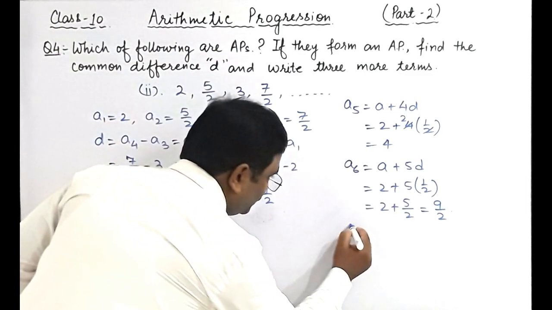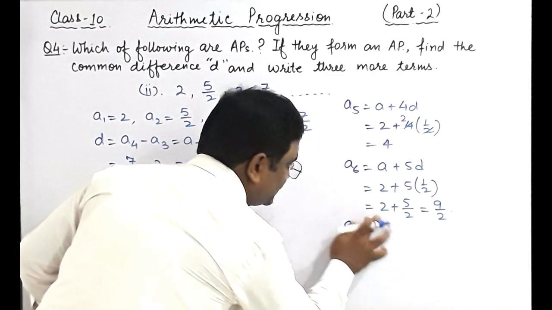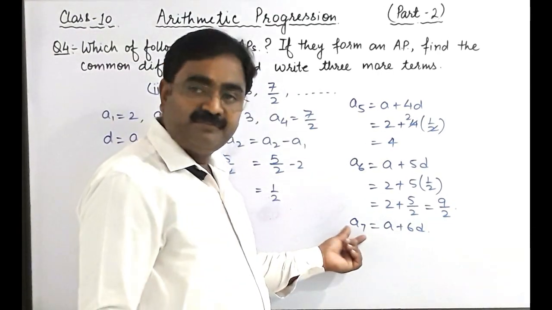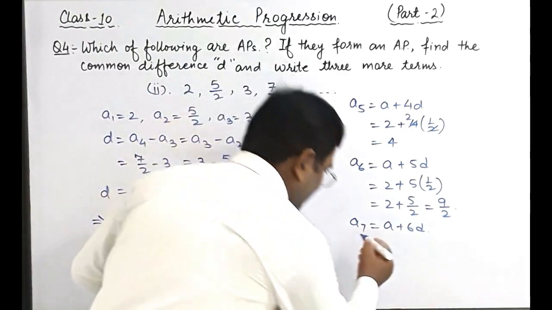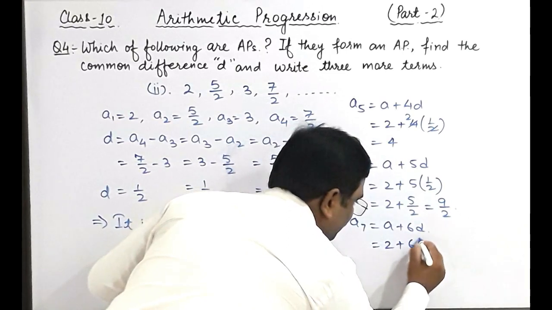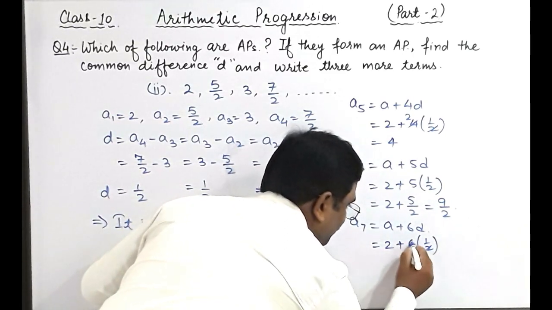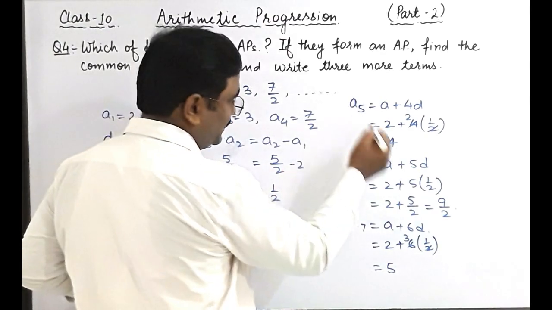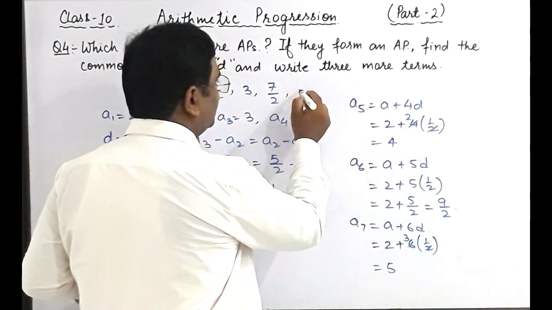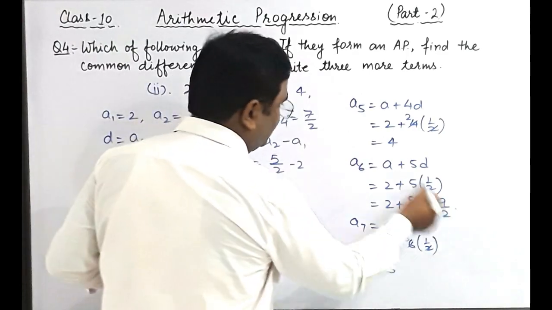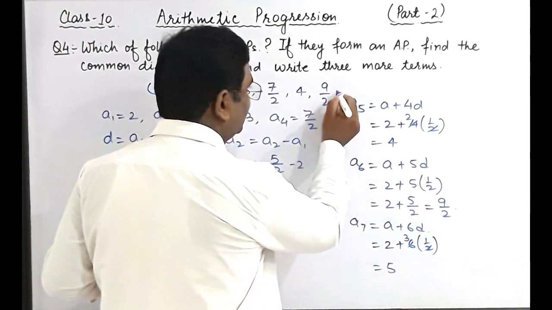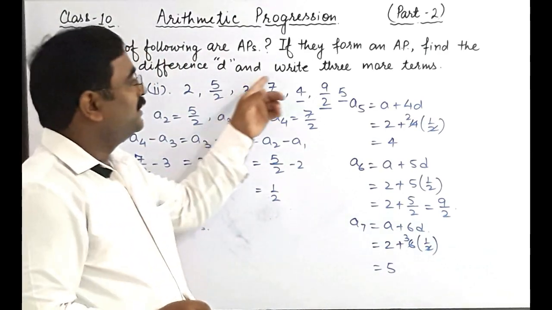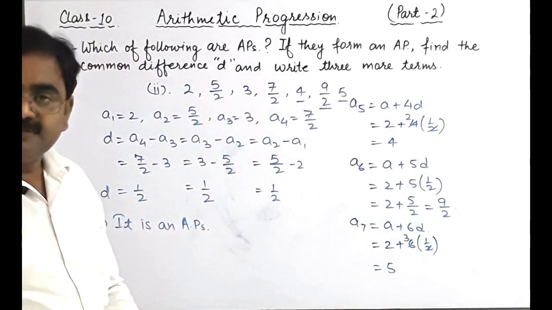Now we have to find the seventh term, A7, which is equal to A plus 6D. The value of A is 2, plus 6 into the value of D, which is 1 upon 2. Let us simplify: 6 times 1 upon 2 is 3, so 2 plus 3 is equal to 5. So the next three terms after this are 4, then 9 upon 2, and the next term is 5. We got the three more terms of this series.